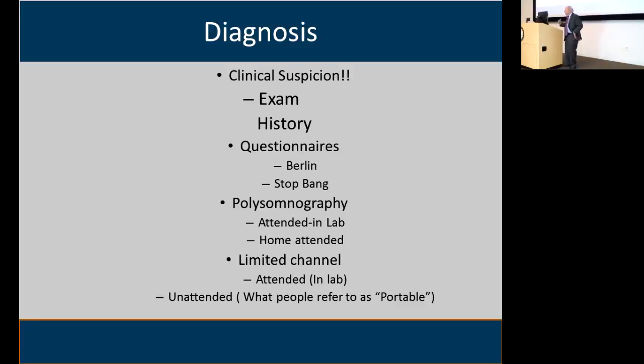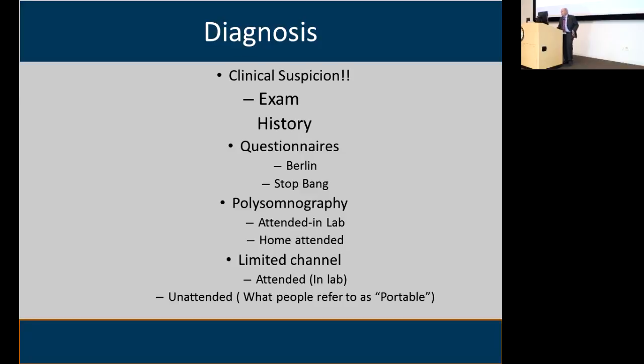So after you're suspicious, you get a history like that, and then we have a couple of questionnaires that help us identify. We used the Berlin questionnaire on 7,000 people coming in preoperatively in our hospital, and we screened them, and 35% were positive. But here's the problem. Of the 35% positive, very few got evaluated. They were told you're at high risk for sleep apnea, and they didn't follow up.